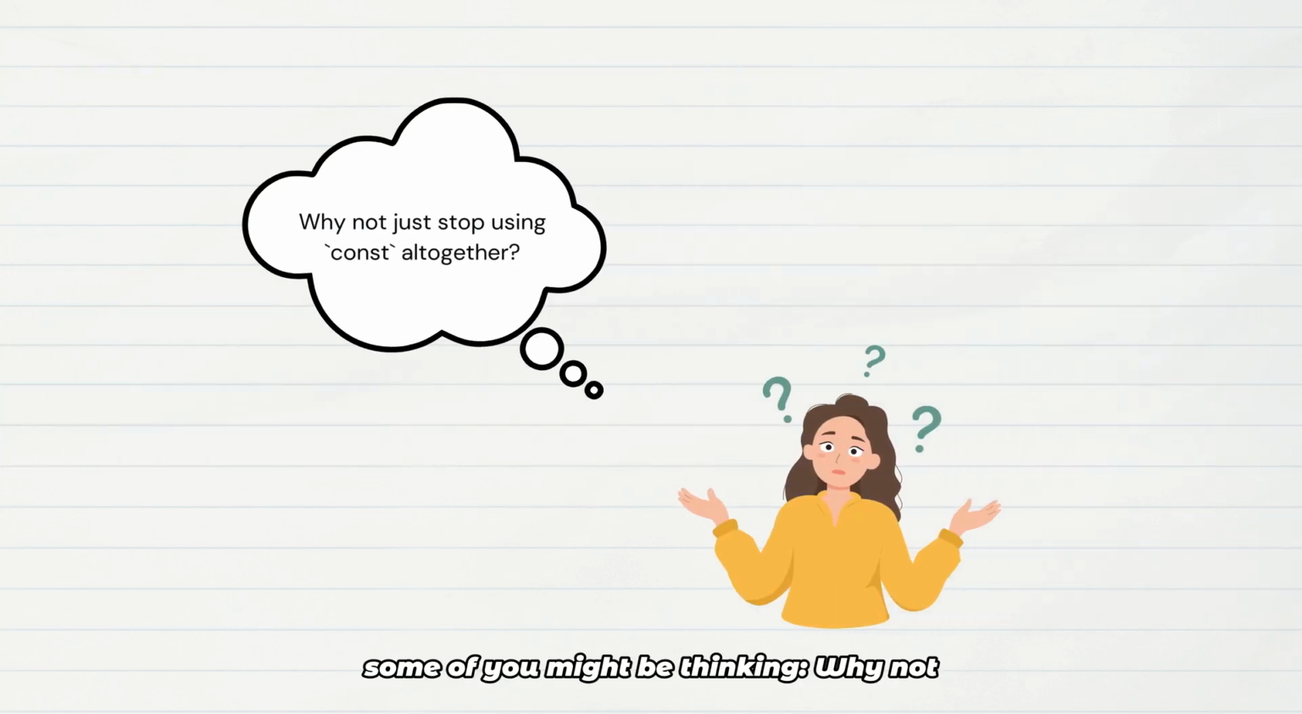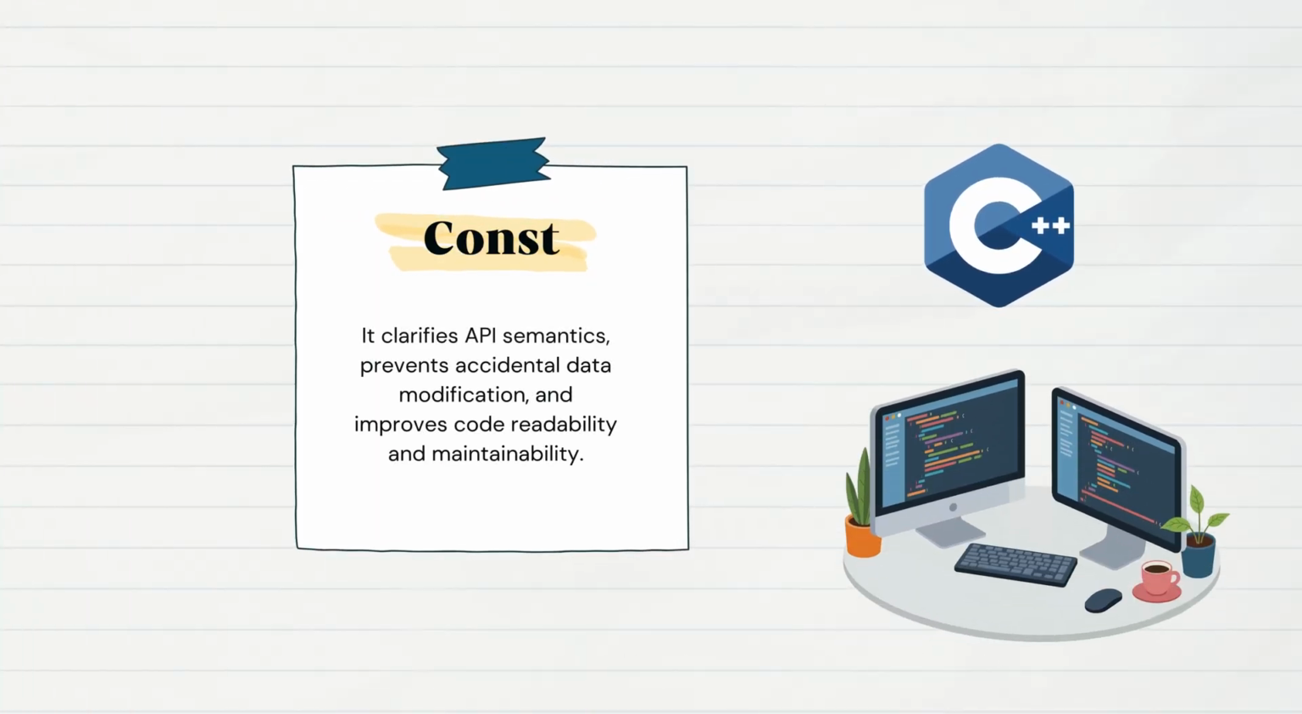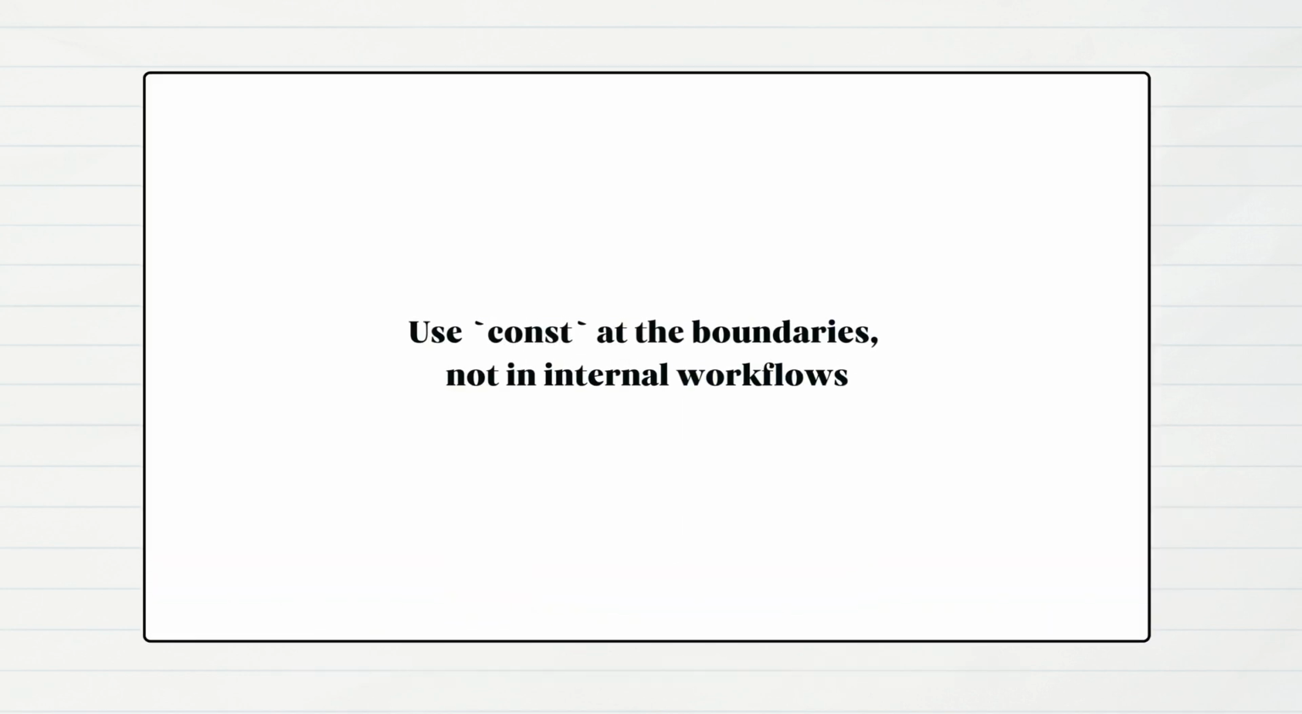At this point, some of you might be thinking, why not just stop using const altogether? Of course not. const is one of the most powerful features in C++. It clarifies API semantics, prevents accidental data modification, and improves code readability and maintainability. The real engineering takeaway is use const at the boundaries, not in internal workflows.